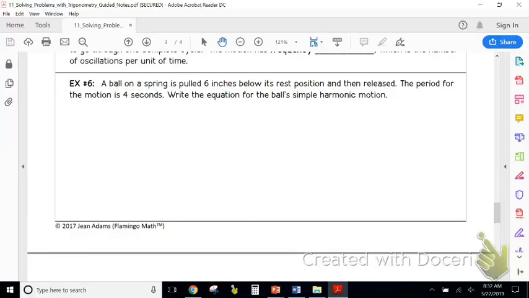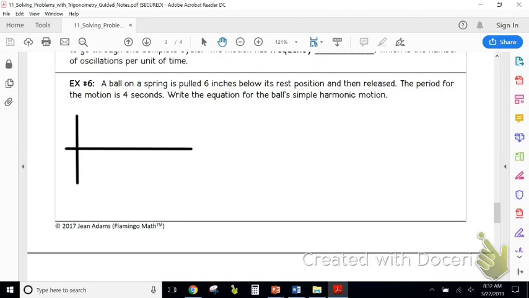Example 6: a ball on a spring is pulled 6 inches below its rest position and then released. The period for the motion is 4 seconds. Write the equation for the ball's simple harmonic motion. Sometimes these are easier if we draw them, to see.